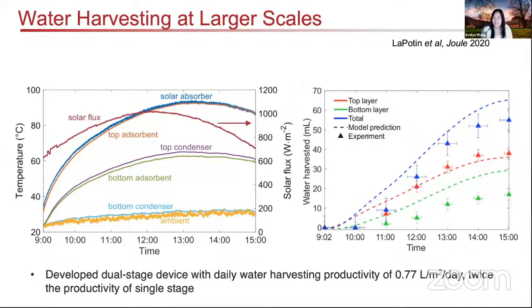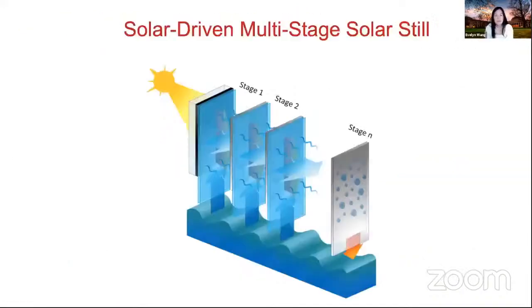And what this suggests is that there is significant promise in this type of approach to design a system by which we have a two-stage as compared to a single-stage type device, to enable higher productivity of water as well as a higher efficiency as we think about developing these kind of water harvesting technologies for clean water access.